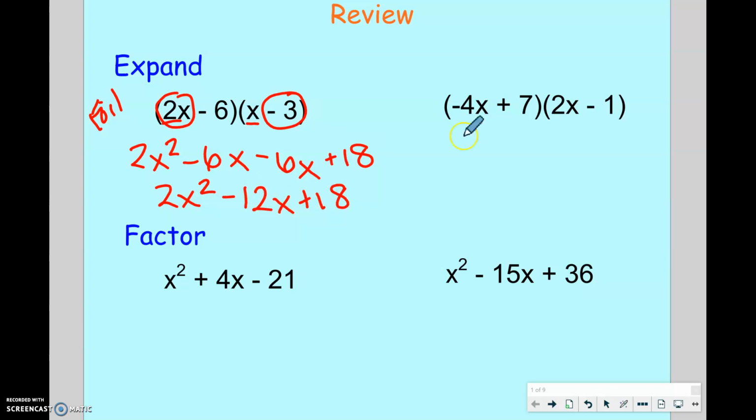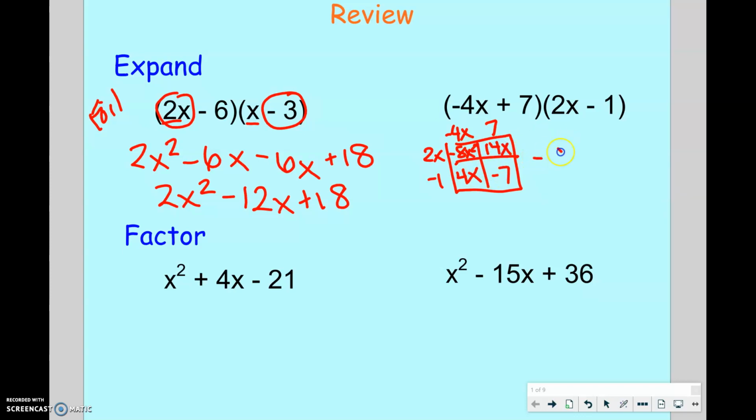And then let's just review if I want to use the box method on something like this. We'll just go negative 4x on top and 7, 2x, negative 1. So the first box would be a negative 8x squared. Next box would be 14x. This would be a 4x. And then I'm going to get negative 7.